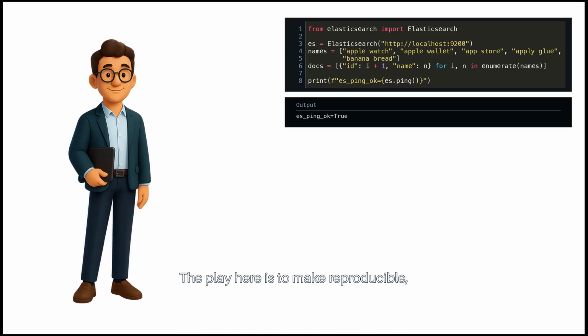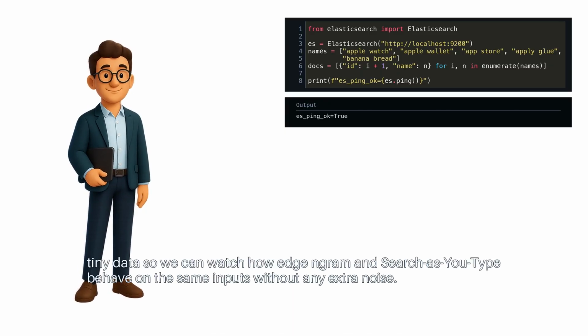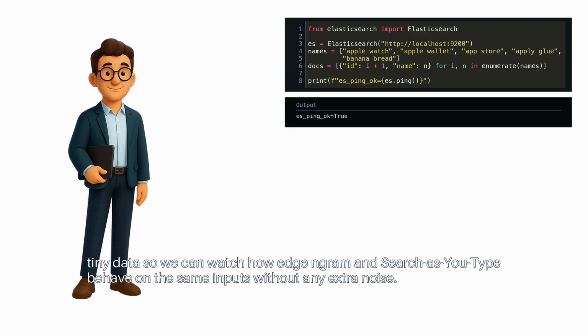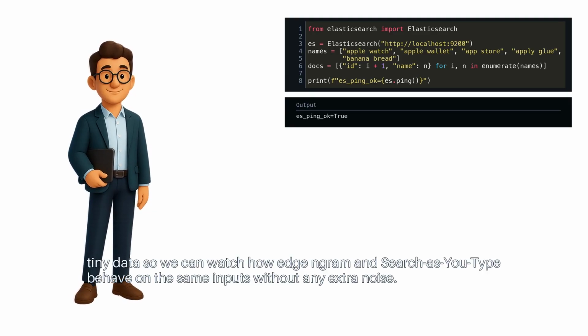The play here is to make reproducible tiny data so we can watch how Edge Ngram and Search as You Type behave on the same inputs without any extra noise.